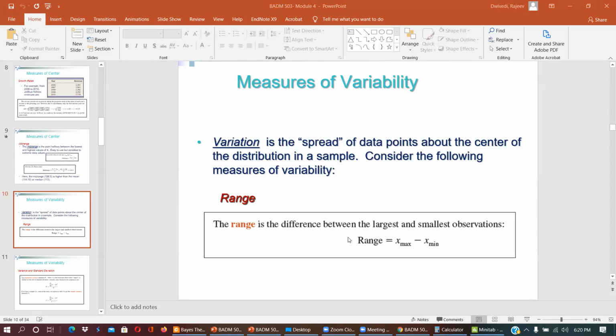What is the range of the age of the passengers on Titanic? Basically it starts from, I think, 0.18 to 70 years. So basically 69.82. This is the range of Titanic passenger age.